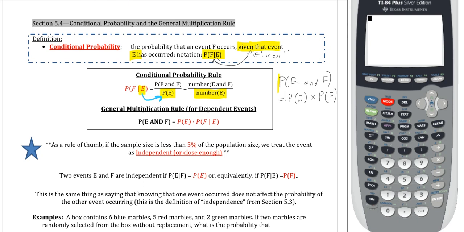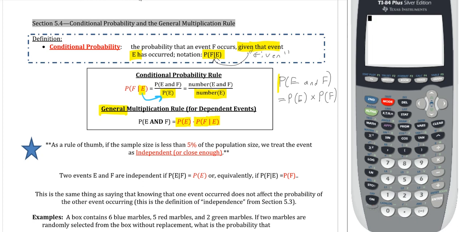However, now, if we're doing the probability of E and F, what we're going to do is the probability of E first, which is the same as it was before. We're still starting with whatever the first probability is. And then we're going to be multiplying by the probability of F, but now it's going to be the probability of F given E. So given that E has already occurred, now what is the probability of F? We also call this the general multiplication rule because this still applies for independent events.